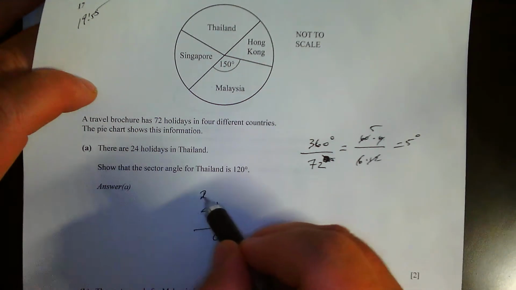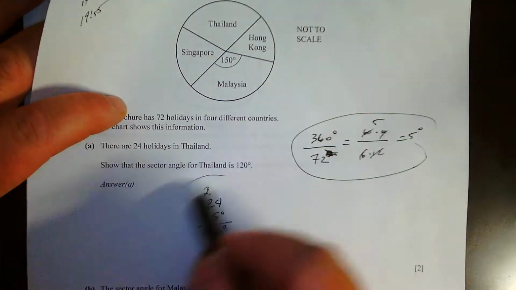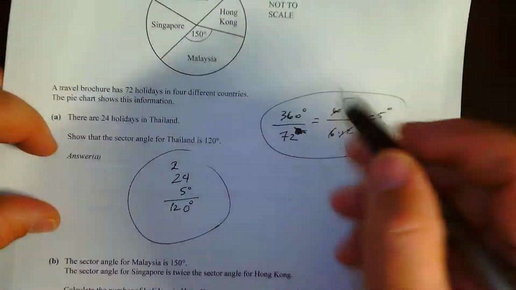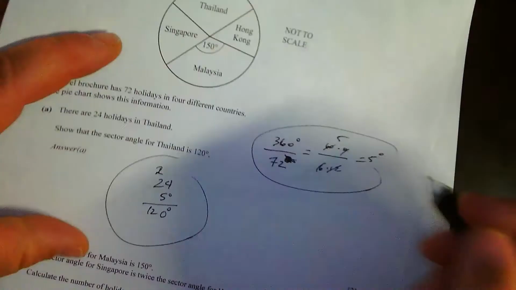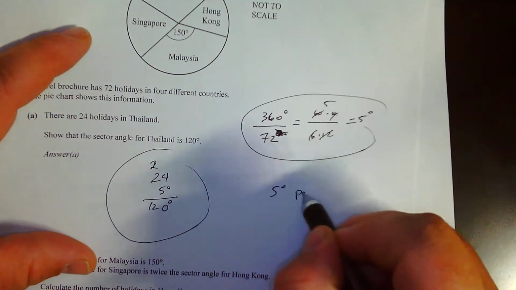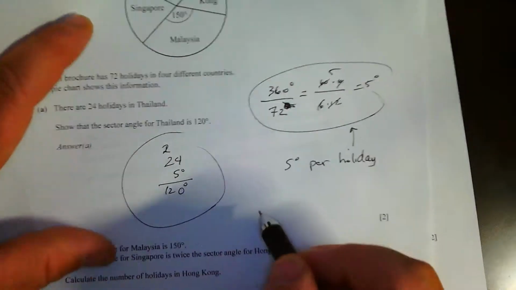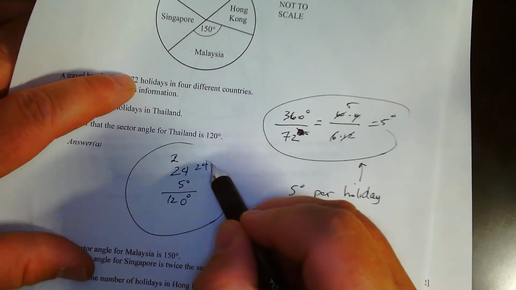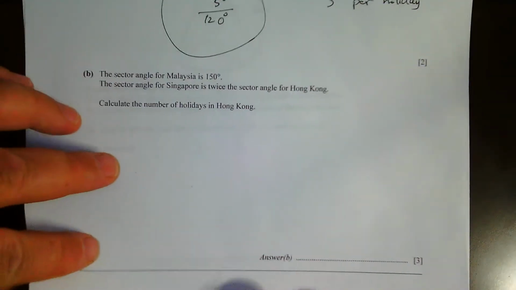Oh, duh. Carry 2, 120. Okay, there we go. 120. So this is this work and this work combined. There you go. I think that's pretty clear. So 5 degrees per holiday. That's what that shows, right? 24 days times 5 degrees. So I'm just trying to put notes there for if somebody was grading it for me, all right?